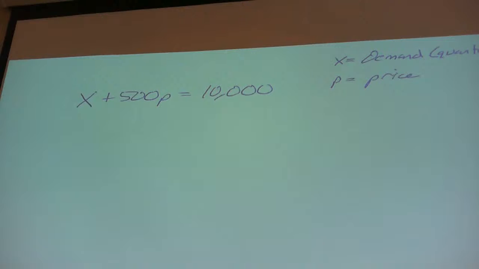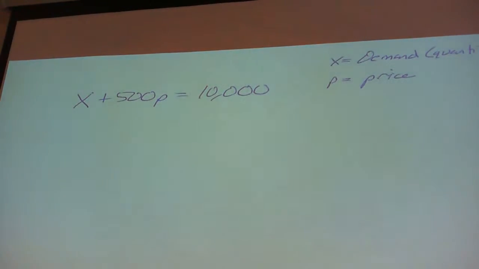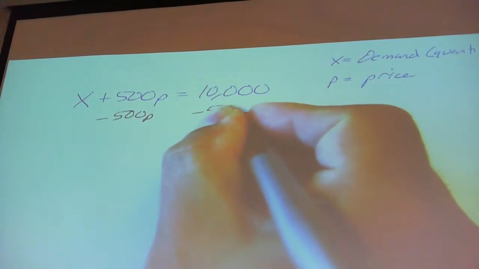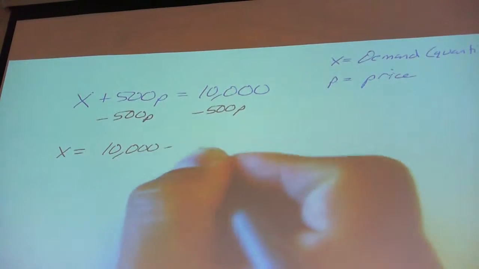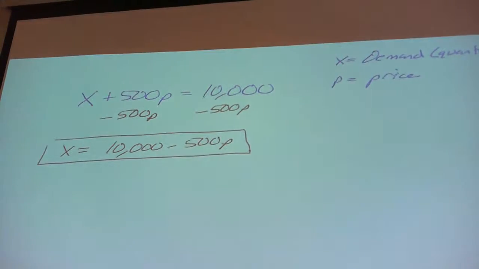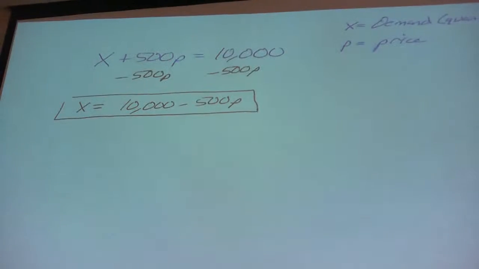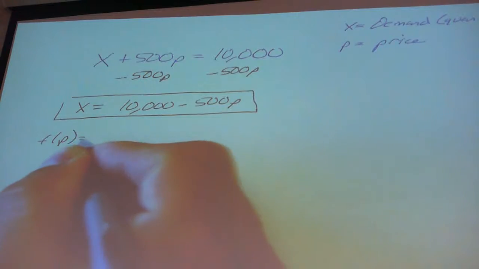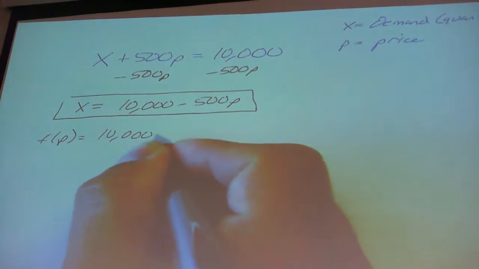Step 1, we want our equation to be x equals. So we're going to subtract 500p, and x equals 10,000 minus 500p. So that's step 1. And if you want to put it in function notation, instead of saying x, I can say f of p. They're the same thing. It's still demand, but now it's a function.